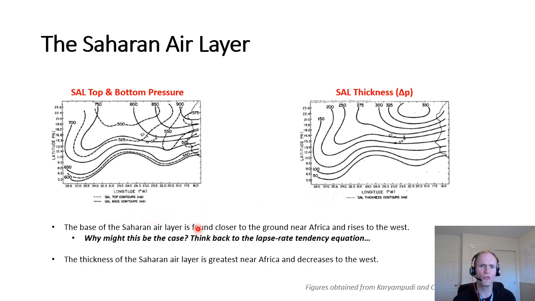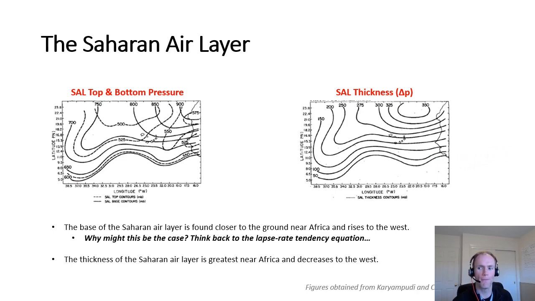One of the discussion prompts associated with this lecture material asks you to use that lapse rate tendency equation that we introduced with the trade wind inversion to try to understand what factors could cause the base of that Saharan air layer to be found at progressively higher and higher altitudes, and why the depth of the layer may become smaller as you go to those higher altitudes. So I encourage you to take a look through that and let me know if you have any questions as you work through that.